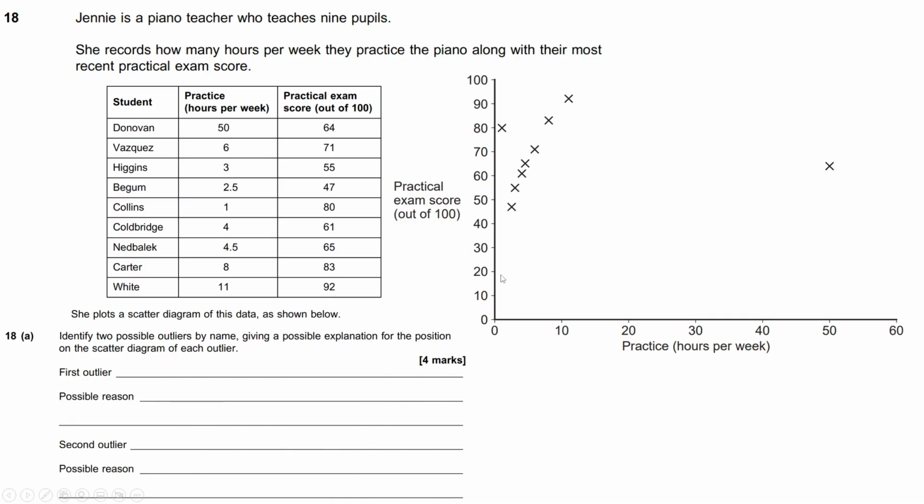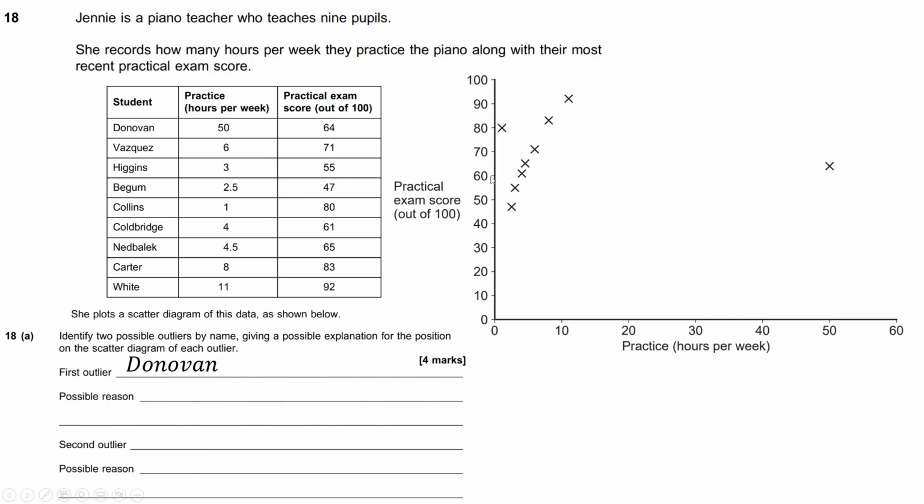Now the first outlier here is going to be this person here who got 80 with barely any revision. That's going to be Collins. Sorry, no, not Collins. It's going to be who is it? Donovan. Wait, no, it's not Donovan. Okay, never mind. Yeah, this one here is Collins. I started off with Donovan on the right here. Okay.